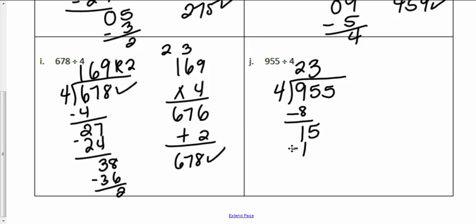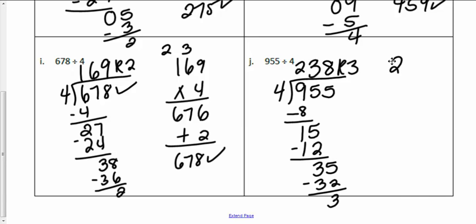3 times 4 is 12. That leaves me with 3 tens. I'm going to add that to my 5 ones. 9 times 4 is 36, so that's too much. I have to do 8. 8 times 4 is 32, and that leaves me with a remainder of 3.